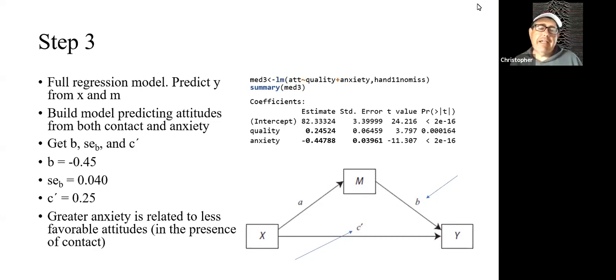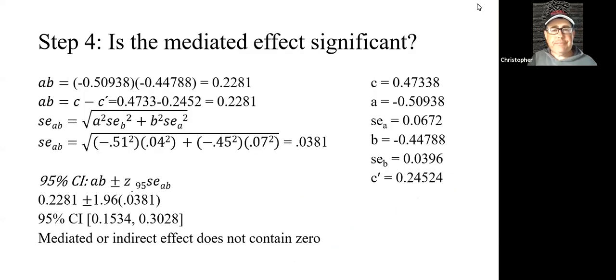What does this tell us? Well, it tells us, relevant to step 3, because we have a significant coefficient for anxiety, that greater anxiety is related to less favorable attitudes, even in the presence of this contact variable. So far, we've established the first 3 aspects of the Baron and Kenny criteria, but what about the 4th one? In the 4th one, we want to establish whether our mediated effect is statistically significant. Again, there are a number of newer ways to do this. The computer will handle this for you.